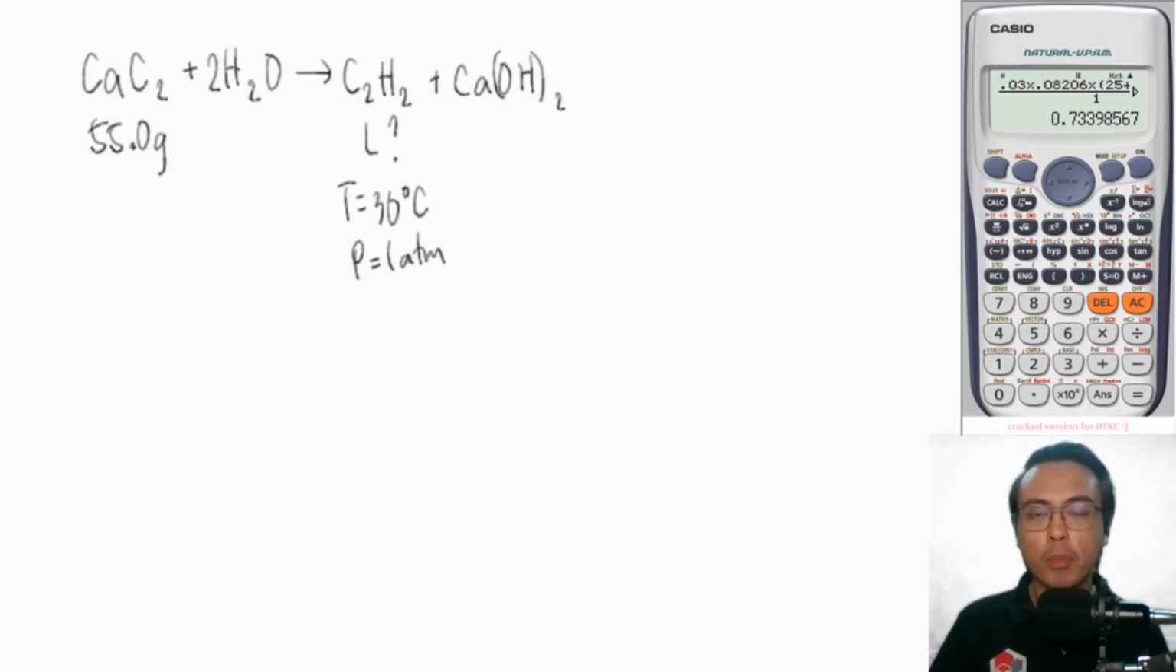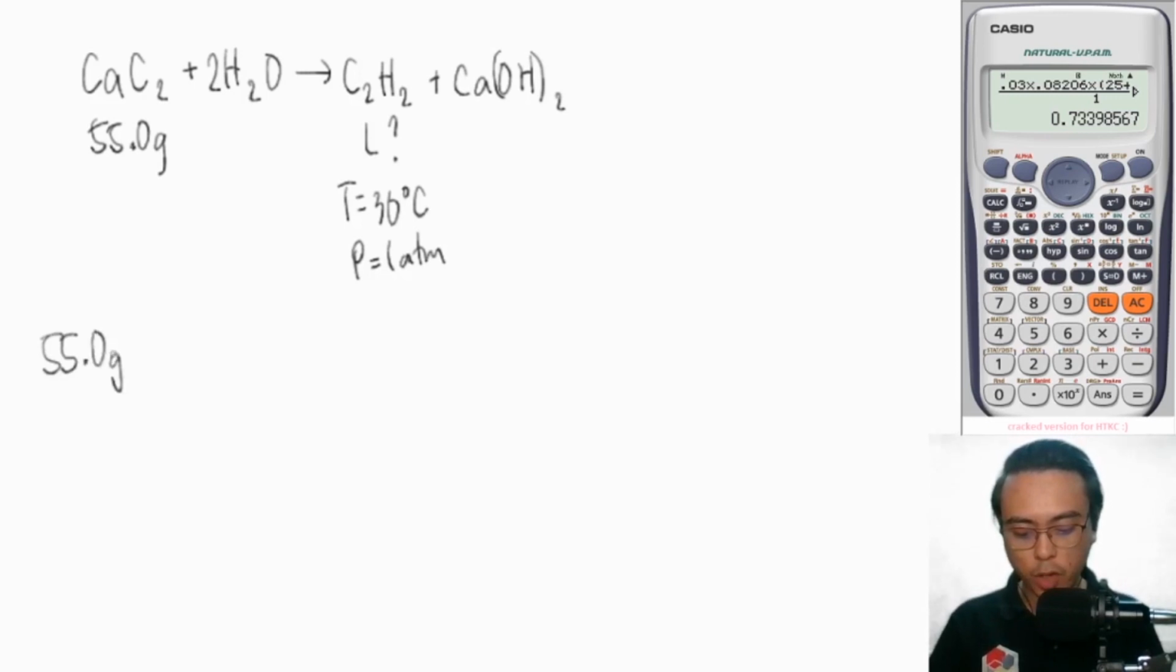Okay, so what is our plan here? Our general plan is to take the mass of the calcium carbide, convert it to moles of calcium carbide, and then use the balanced equation to turn it to the number of moles of acetylene, and then later use the ideal gas law to convert from moles of acetylene gas to the liters of acetylene. Okay, let's begin. We have 55 grams of calcium carbide.